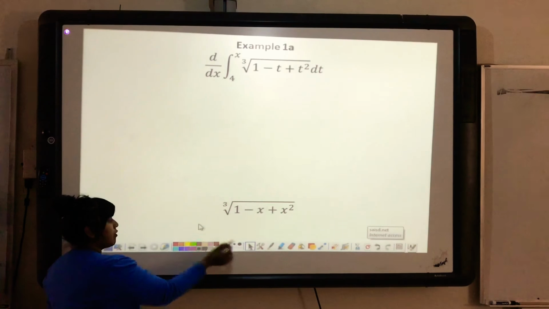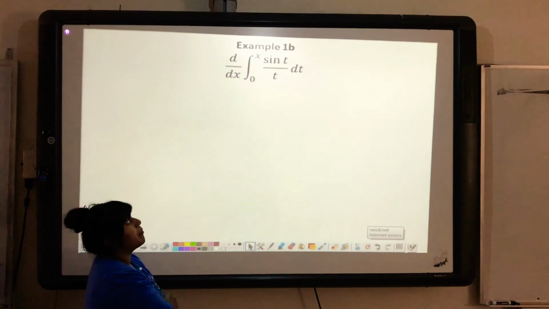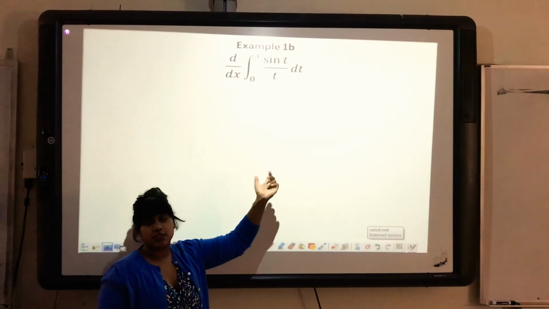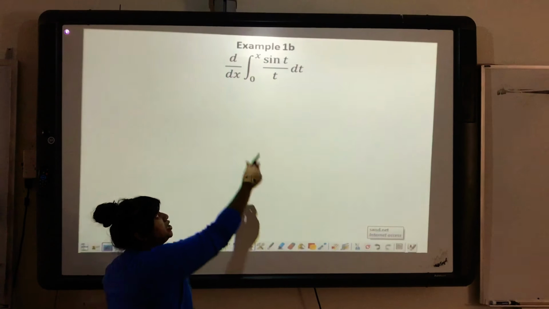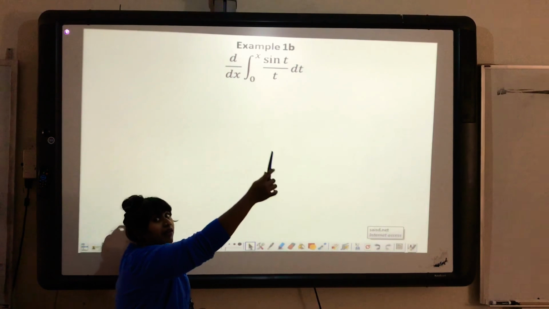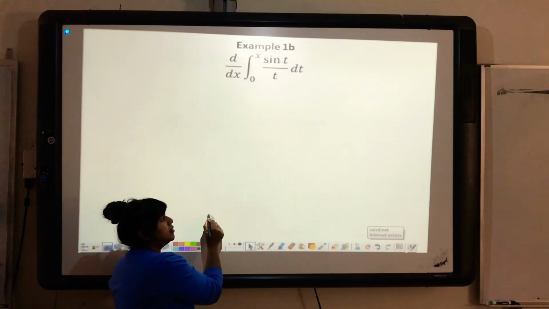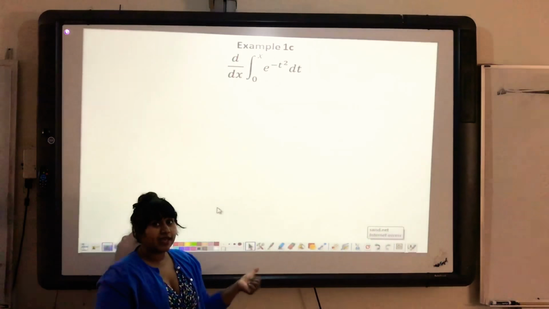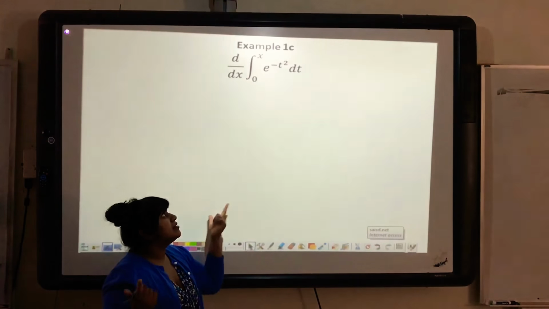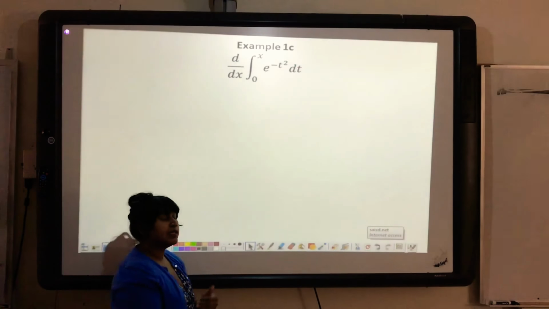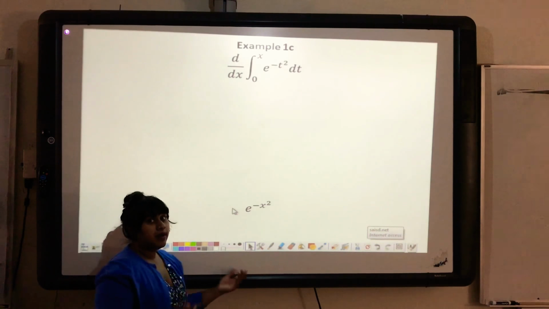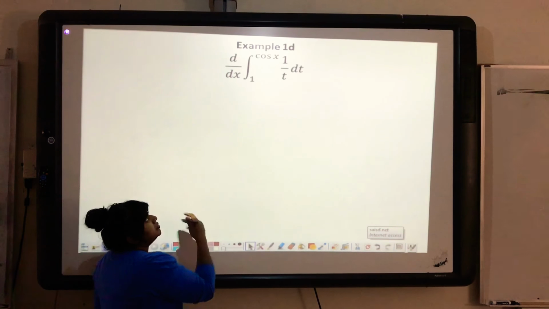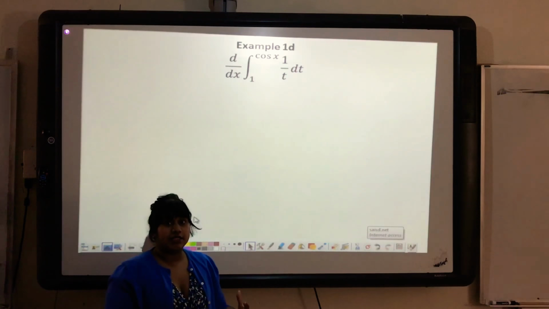So let's double check this one. Is A a constant? Yes. Is B just x? Yes. So we're good to go. We can just replace. So this is going to become the sine of x over x. That's simple. Next one, is A a constant? Yes. Is B just x? Yes. So I'm going to replace e to the negative x squared. Every time I see a t, I replace it with whatever I've got, which is my x. All right, here's another one. Is A a constant? Yes.